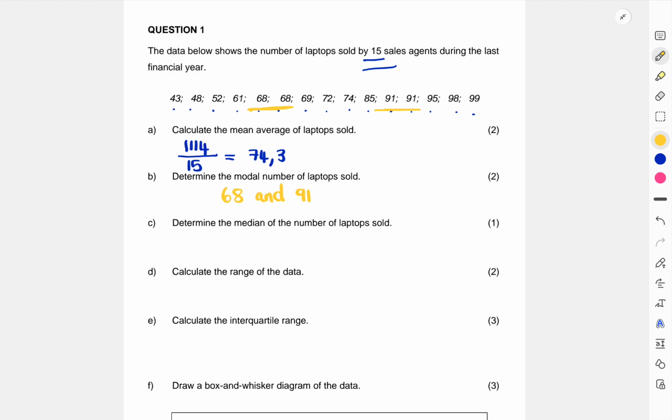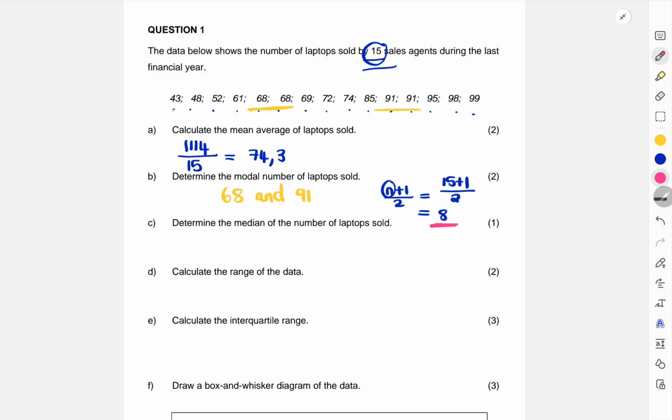Determine the median of the number of laptops sold. So again, if you want to make sure where the middle number is, your formula is n plus 1 divided by 2. N is how many numbers there were. So 15 plus 1 divided by 2 gives you 16 divided by 2. Because it's an uneven number, there will be one smack bam in the middle. And it doesn't mean that the median is 8. It's position number 8 that will be the middle number.